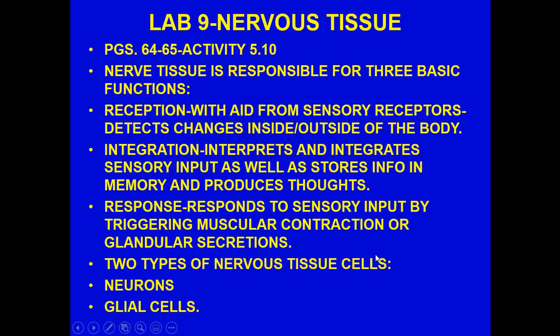Let's get started. Now, if you look at 5.10, we have to be aware that nervous tissue is responsible for three basic functions: reception, integration, and the response. Reception is defined as with aid from the sensory receptors, we're getting input that's going to be heading toward the brain. It's going to detect changes either inside or outside of the body. The sensory information will travel in afferent pathways to the brain.